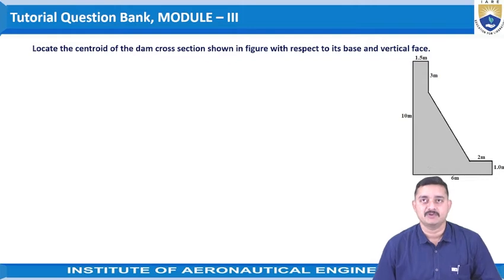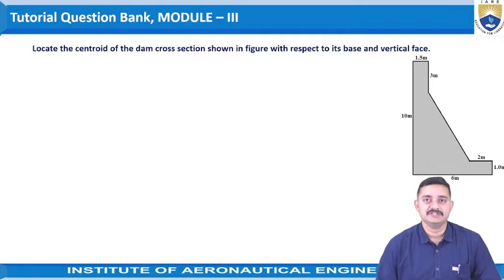Let us go to the first problem. The first problem given is, locate the centroid of the dam cross section shown in figure with respect to its base and vertical face. So before going to the problem, let us first recollect what are the basics that we need to understand about the centroid and center of gravity of any object.